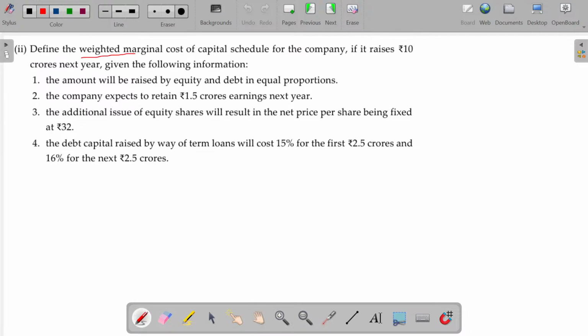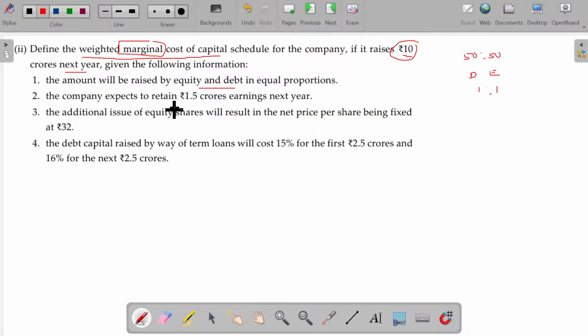Define weighted marginal cost of capital. Okay. So weighted cost of capital, you know that. Okay. Overall cost. Marginal is nothing but incremental cost. If it raises 10 crores next year, given the following information, they want to raise 10 crores in the coming year. The amount will be raised by equity and debt in equal proportion. So 50-50. Okay. 1:1 ratio. Debt is also 1 rupee. Equity should also be 1 rupee.